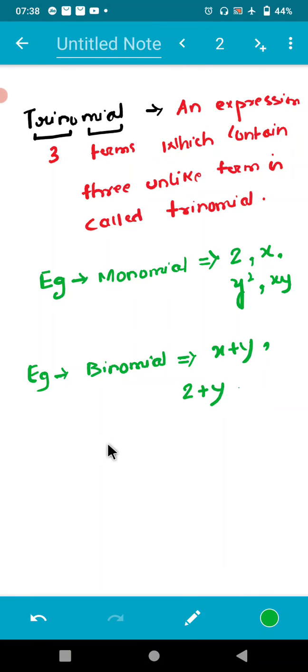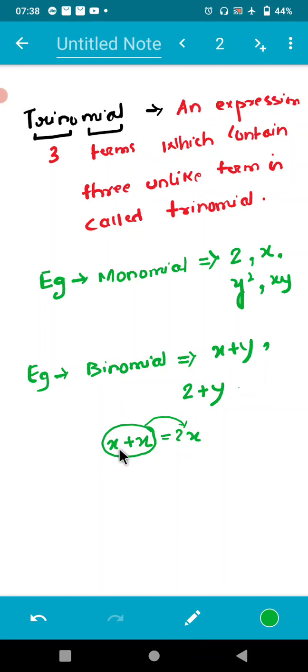But if I give you an example like this, suppose x plus x, so they are like terms. So x plus x will become 2x. So this is not a binomial example, because you can add and you can give the answer as 2x. So 2x becomes a monomial example. But x plus x is not a binomial.